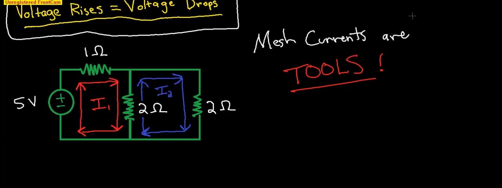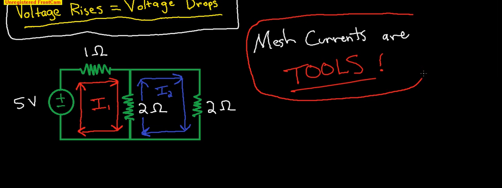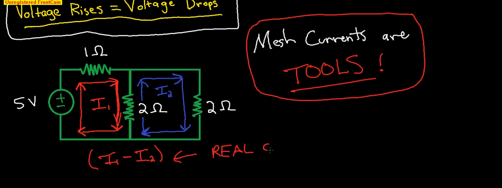This is the biggest misconception that the majority of people have about this. They think that this I1, this current right here flowing through this 2 ohm resistor, is the real current. When you have two meshes that are butted up next to each other, that is not the real current flowing through the wire. The real current flowing through the wire is I1 minus I2. This is the real current.